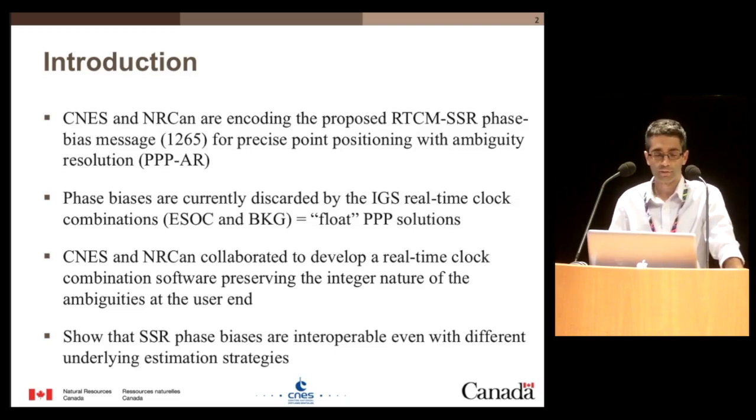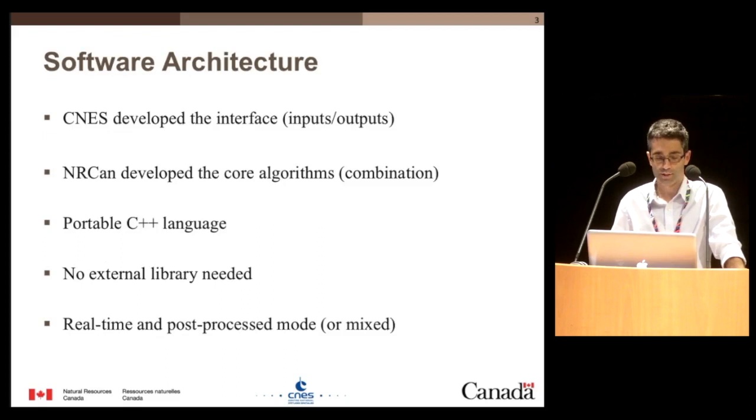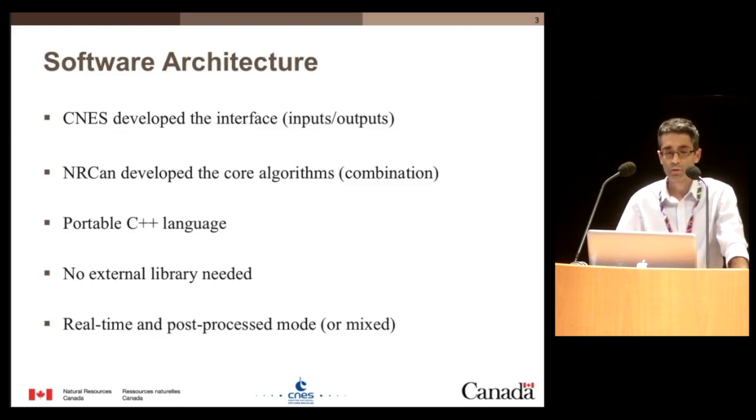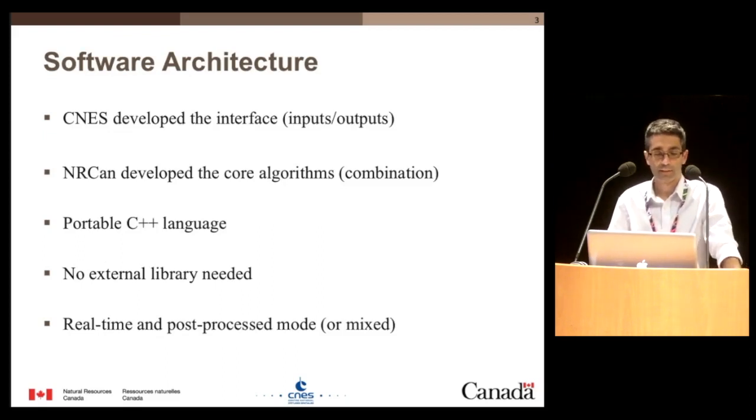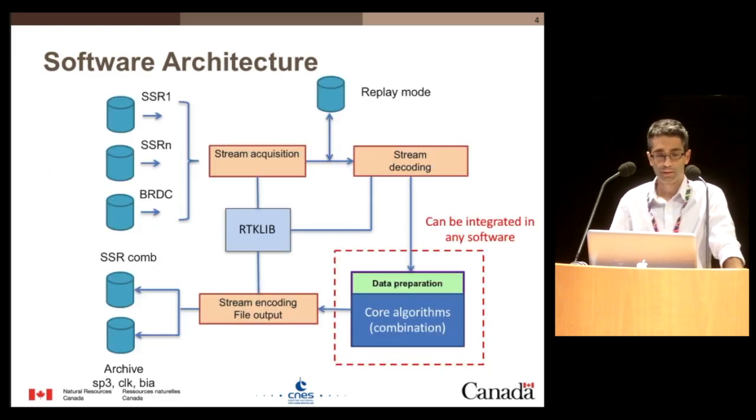And one of the goals of this study was also to show that the SSR phase biases are interoperable even with different underlying estimation strategies. A few words on the software architecture. CNES developed the interface while NRCan developed the core algorithms for the combination. It was written in C++ and doesn't require any external library. It works in both real-time, post-process modes, or a mix of both.